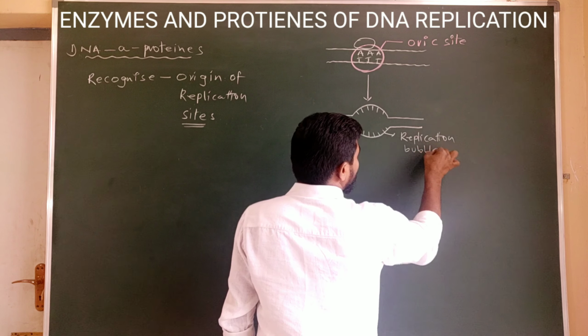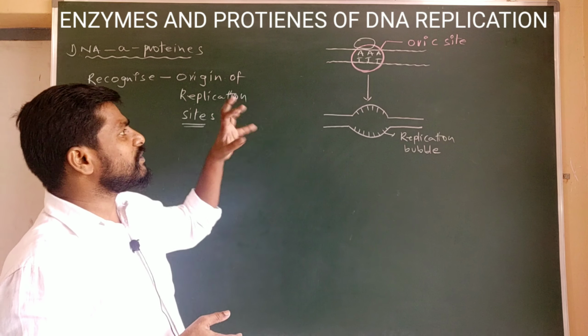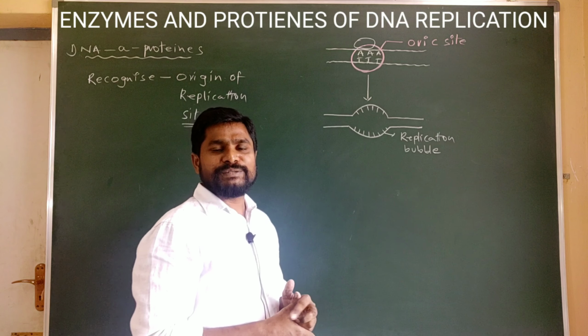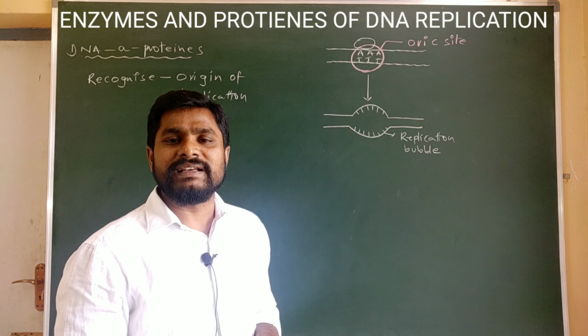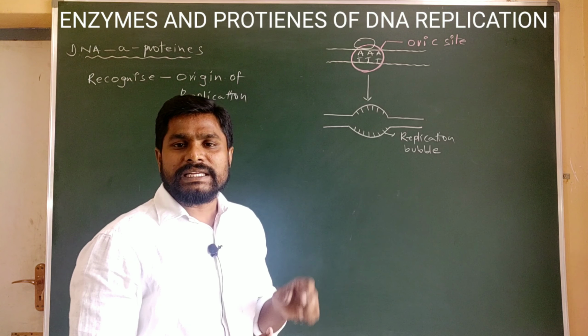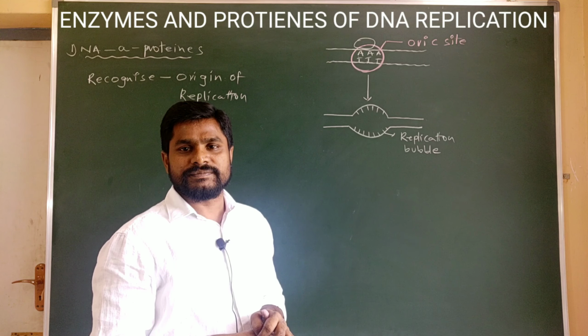Replication bubble. So there are two functions of DnaA proteins. One is recognition of the origin of replication site and the cleaving of hydrogen bonds in the origin of replication site, thereby forming a replication bubble during the initial process of DNA replication.